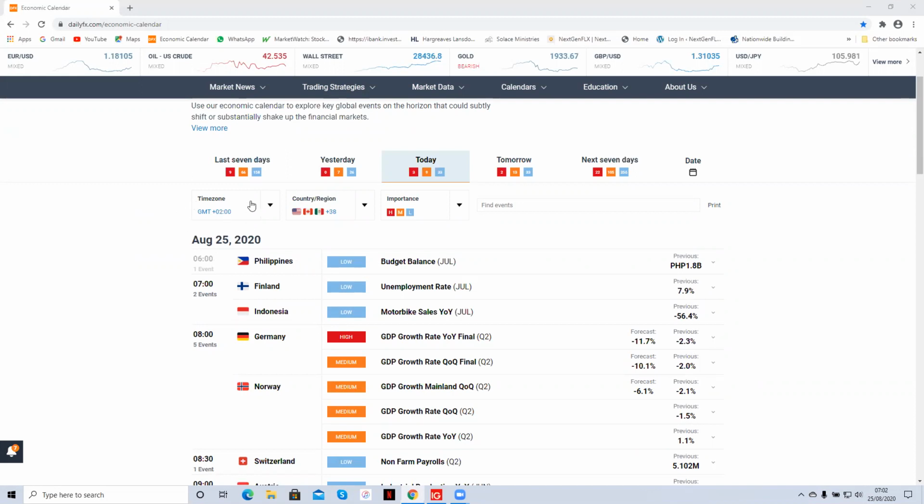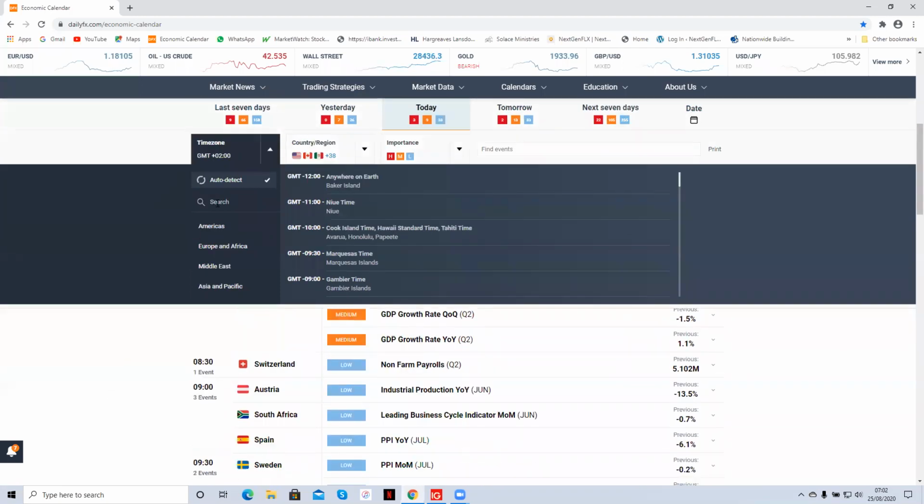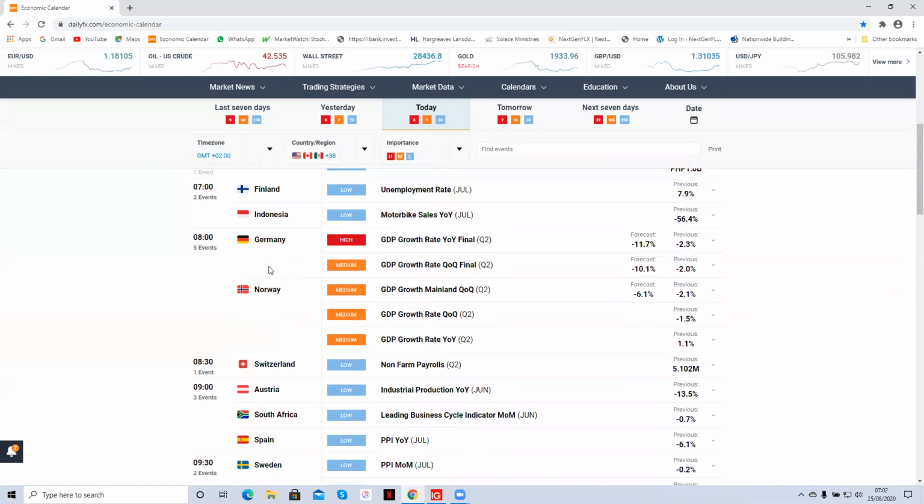Again, always make sure you're using the correct time zone for where you are based. I'm in Rwanda, so that's why it's GMT +2. So wherever you are in the world, make sure you change the time zone. Obviously you can put auto detect, but also make sure you're using the correct time zone. Okay, so let's have a look.